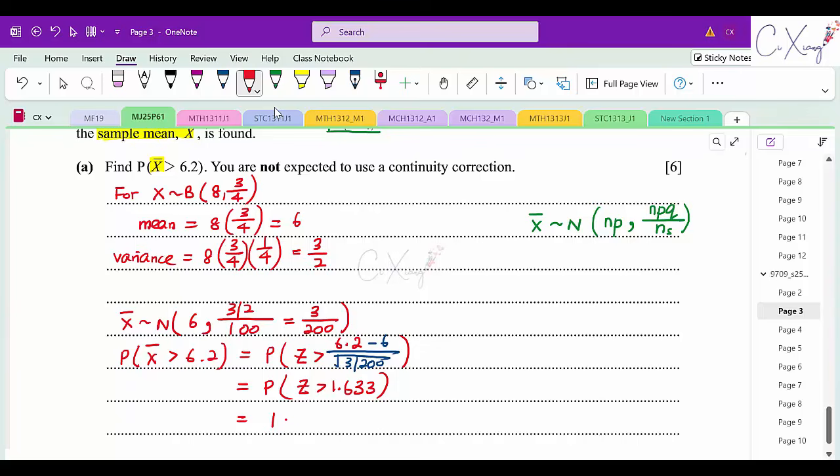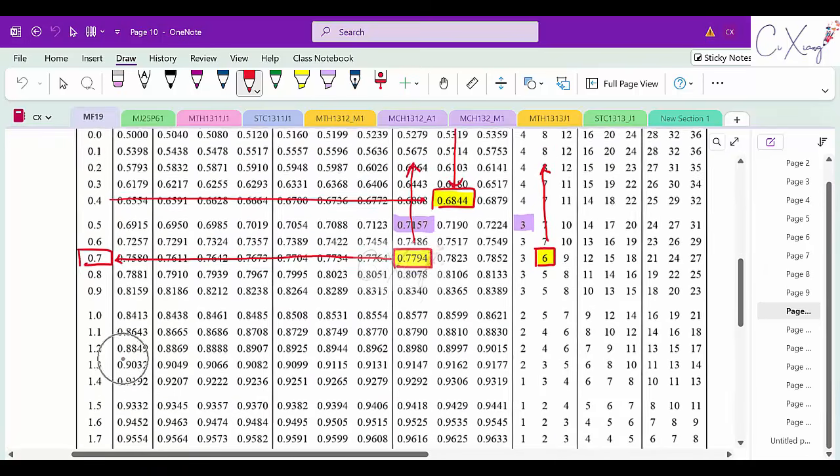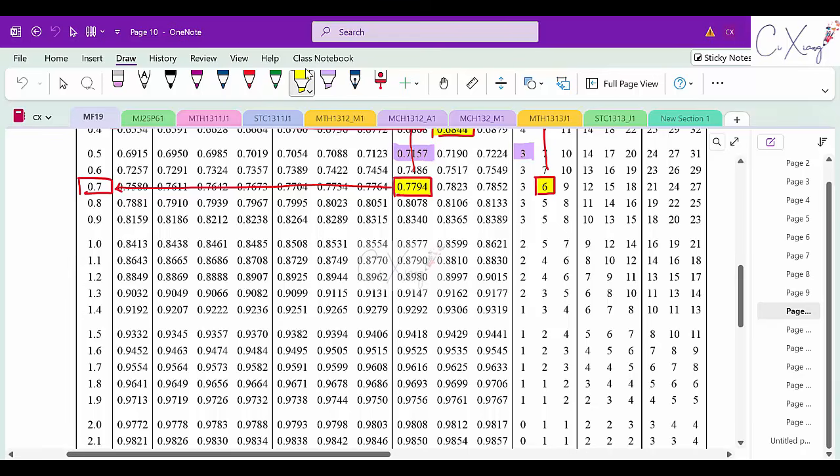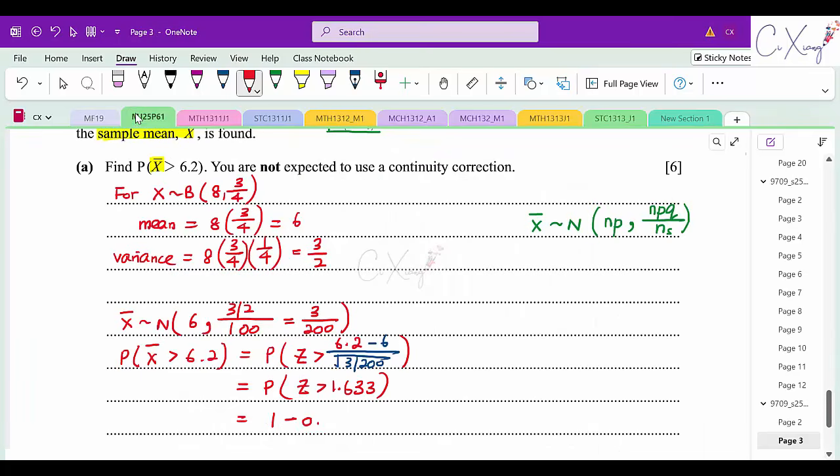Then we have to get the value from the normal distribution table, looking for 1.633. But the table will give us the probability for z smaller than 1.633. Okay, therefore to get the answer for greater than, you have to take 1 minus, right? Okay, then we look for the probability z smaller than 1.633. 1.6 is this one. 1.63 will be here. Then this is a 3. You can see from this part, 9484 plus 3 to the last digit. So from here you have 9487. Okay, then this answer will be 0.9487.